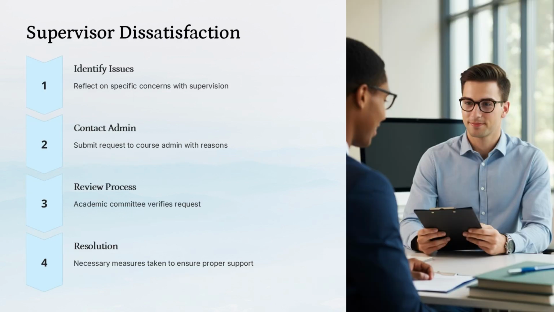As students, we may sometimes face challenges with our academic supervision. It's important to reflect on any specific concerns we have and identify the key issues. If we're not satisfied with our supervision, we can submit a request to the course administrator, outlining the reasons for our dissatisfaction. The academic committee will then review the request and verify the details to ensure the process is fair and thorough. Ultimately, the goal is to find a resolution that provides us with the proper support and guidance we need to succeed in our studies.